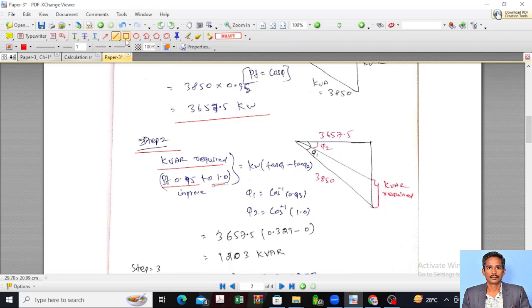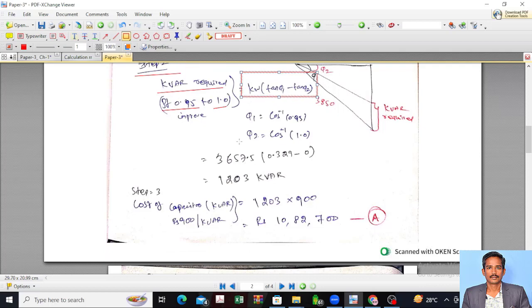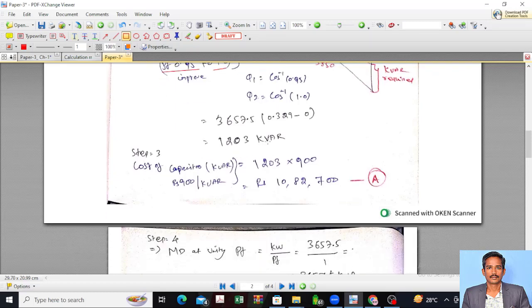This is an important formula: kW multiplied by (tan phi 1 minus tan phi 2). Phi 1 is the old power factor angle, and phi 2 is the new power factor angle. Phi 1 is cos inverse of 0.95, and phi 2 is cos inverse of 1.0. The kilowatt value we already know: 3657.5 times (0.329 minus 0). Then you get 1203 kVAR.